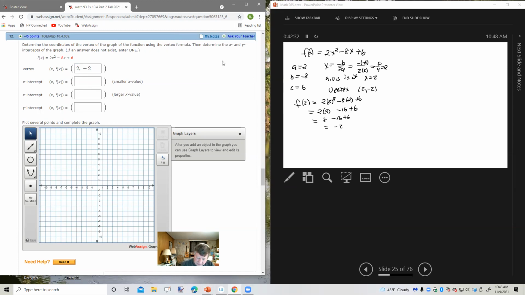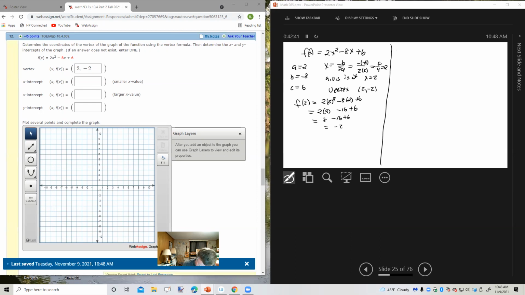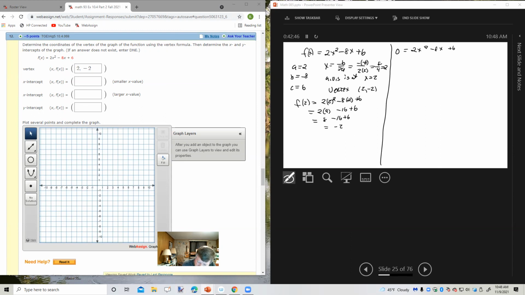Now let's find the x-intercepts. So to find the x-intercepts, set y equal to 0. So we've got 0 equals 2x squared minus 8x plus 6. Oh, you know what? I could reduce that down before I plug it into the quadratic formula by dividing everybody by 2. I don't have to, but it just makes my numbers smaller. All right. So now a is 1, b is negative 4, and c is 3.